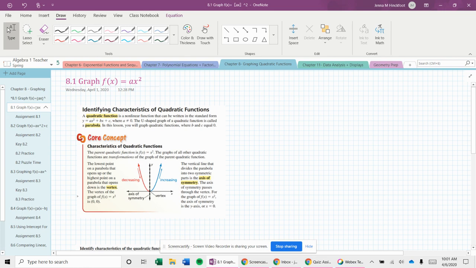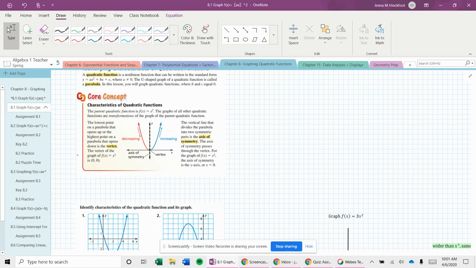Okay, so the first part of chapter 8 is just identifying the characteristics of quadratic functions. So I'm only teaching you basically half of 8.1. Chapter 8 is highly graphing, but obviously I can't test y'all on being able to form a graph. So instead, we're just going to focus on identifying a graph.